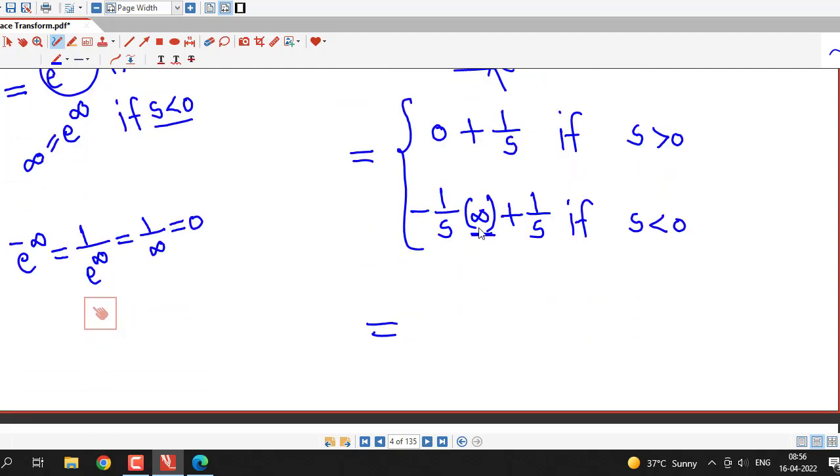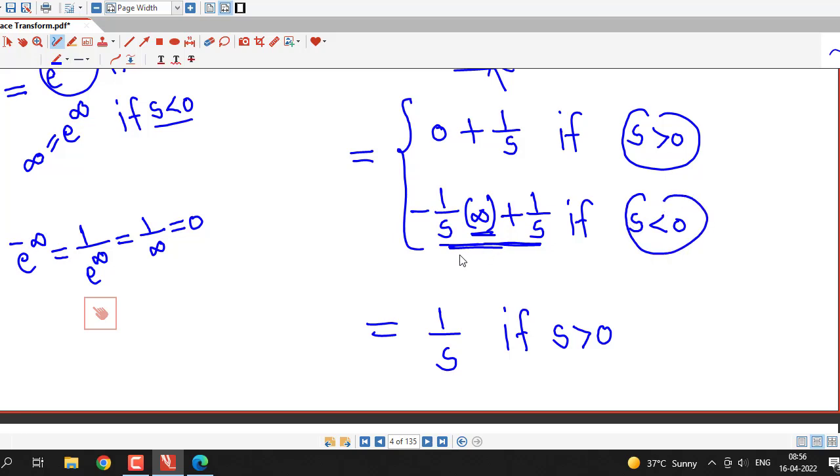Now this infinity is multiplied with minus 1 by s, so that is going to be either infinity or minus infinity. In any sense, this is not going to be a finite number. So the limit exists if s is positive, and the Laplace transform is 1 by s.